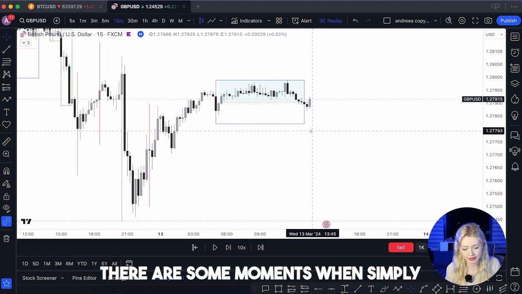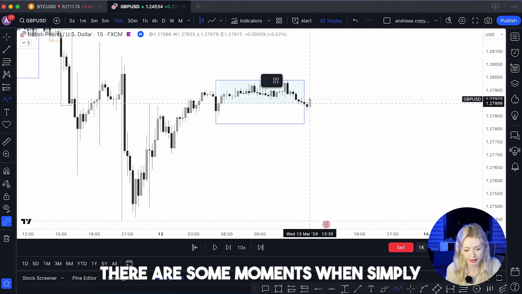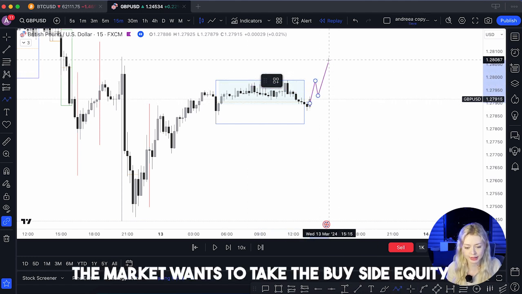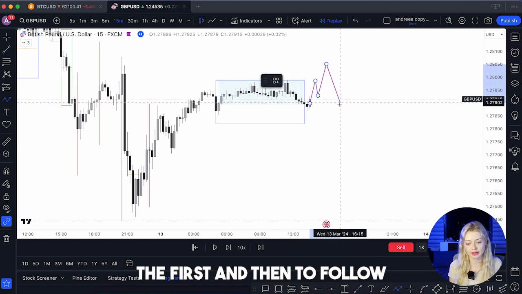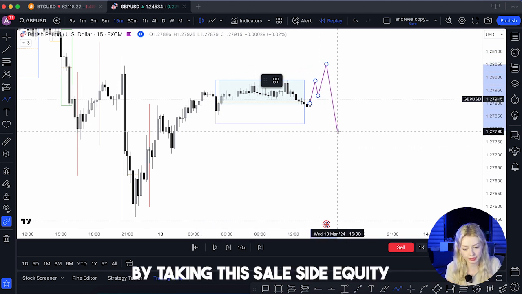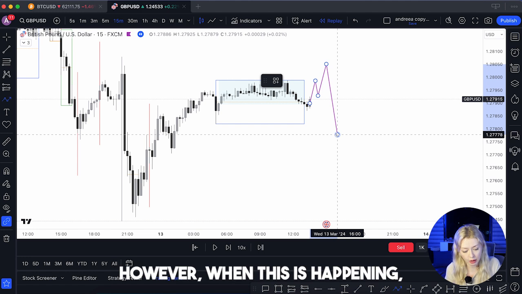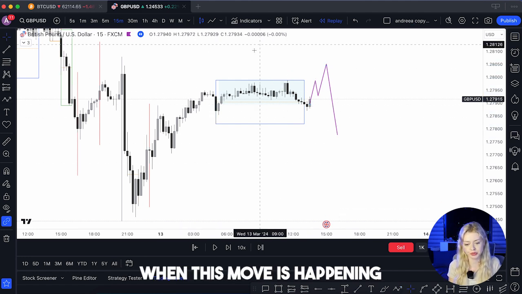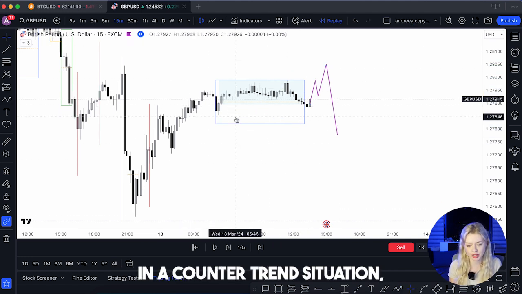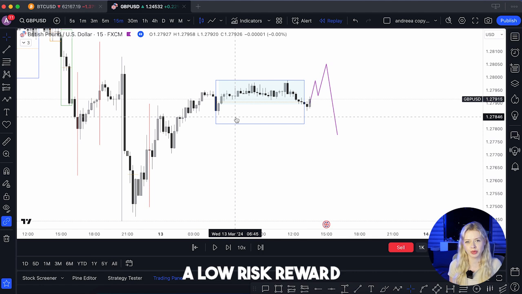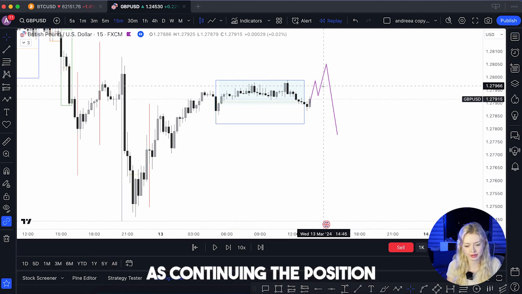Because it can happen. There are some moments when simply the market wants to take the buy side liquidity first and then to follow the movement by taking the sell side liquidity and going lower. However, when this is happening, when this move is happening in a counter trend situation, I expect a lower risk reward, because it's not the same thing as continuing the position.